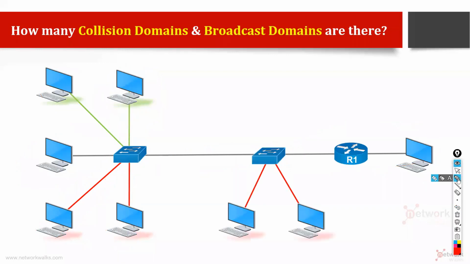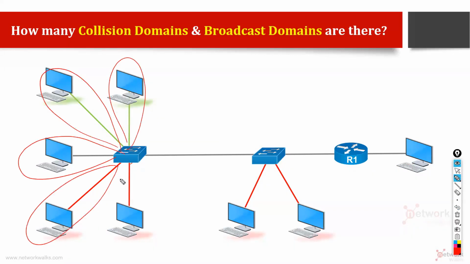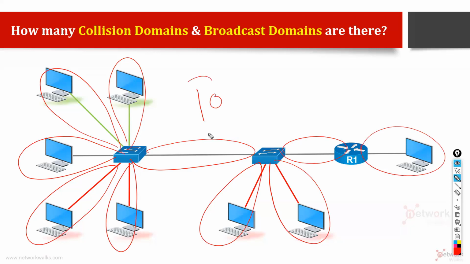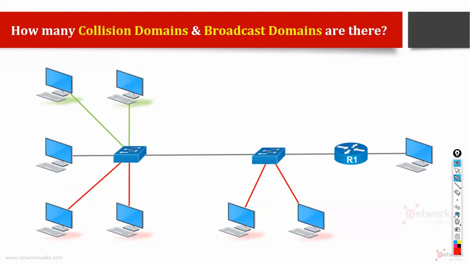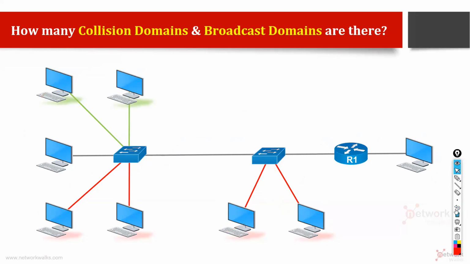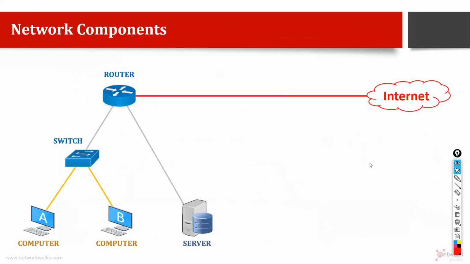How many collision domains here? Let me do it quickly. 1, 2, 3, 4, 5, 6, 7, 8, 9, and 10. So total 10 collision domains. How many broadcast domains? Only 1 and 2, because only routers make the difference. 2 broadcast domains and 10 collision domains. So I hope you guys can count them now if you get any scenario.